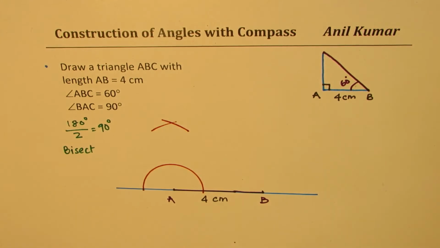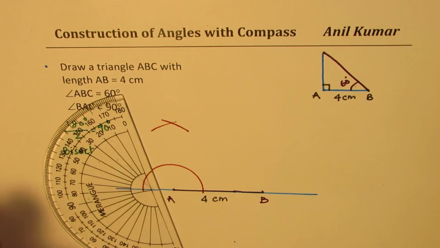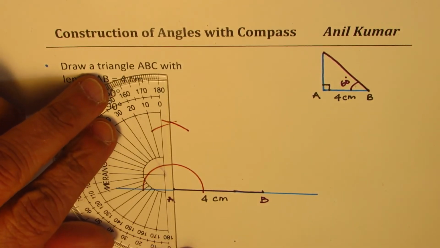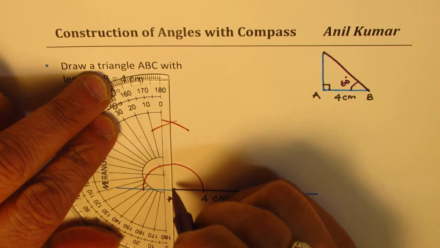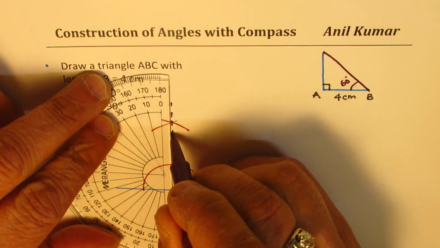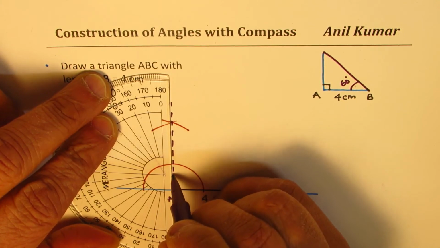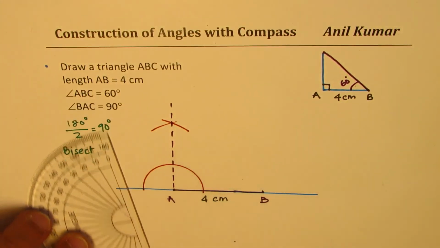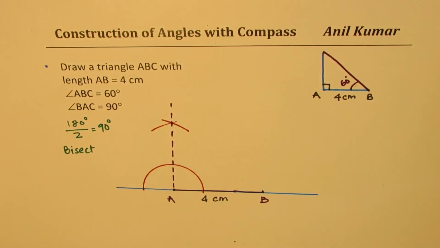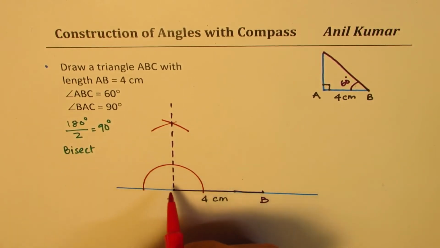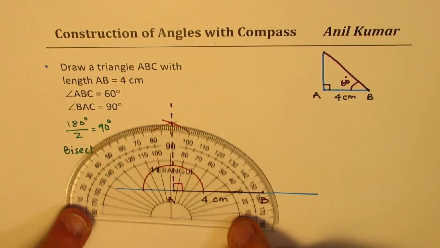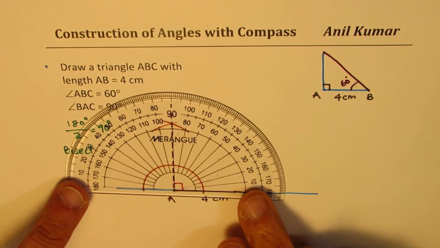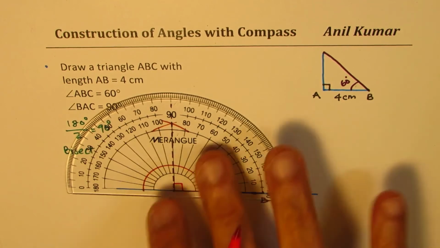Wherever they intersect, that actually bisects the angle. So 180 has been bisected. So if I join the point from A to the point which we have, and we'll do it with a dotted line, since we don't know exactly where the other side will cut it. So that actually gives us 90 degrees. Perfect. We can actually verify with our protractor. So clearly this is 90 degrees, right? So that's how we verify.